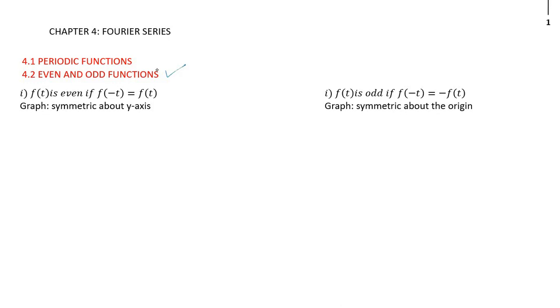The function f(t) is even if we put negative t in the function and it is equal to f(t). It can also be shown using the graph, which is symmetric about the y-axis. I draw a few examples of graphs showing that they are symmetrical about the y-axis.